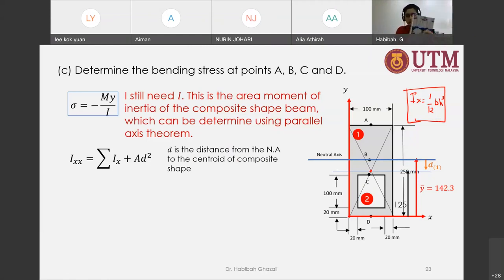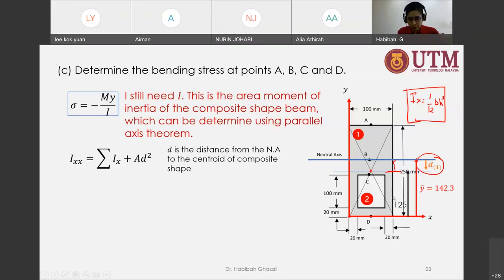So for this beam, the centroid is right in the middle of the shape. The red one is where the centroid of that big rectangle is, and it is located 125 from the base of the beam. So D here is the distance from the neutral axis to that centroid. Later we'll do that calculation.